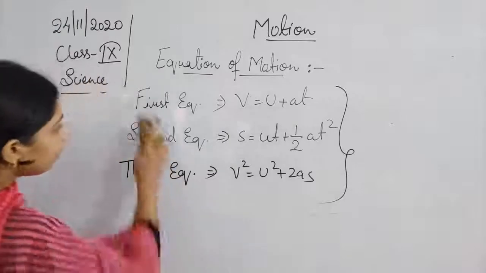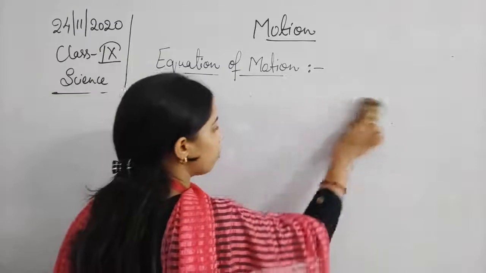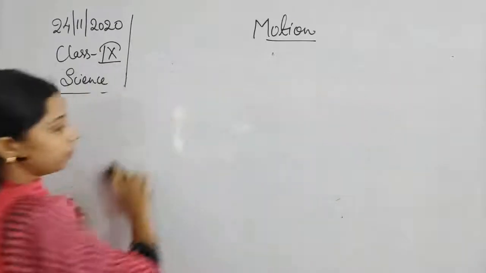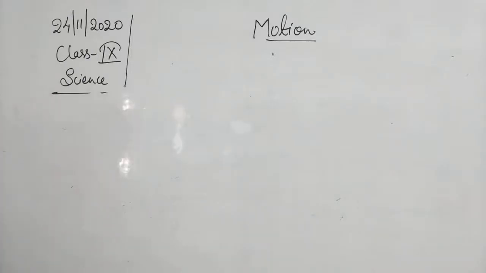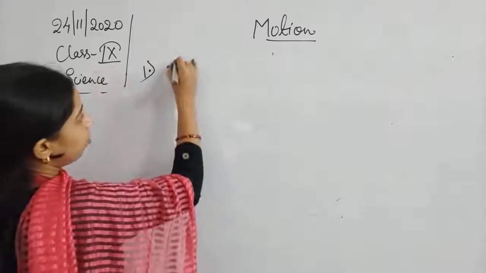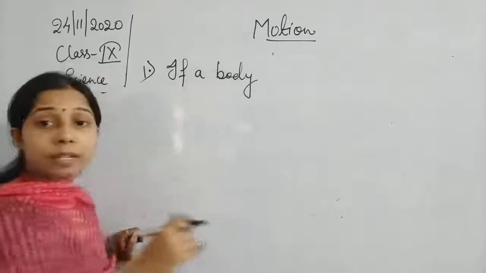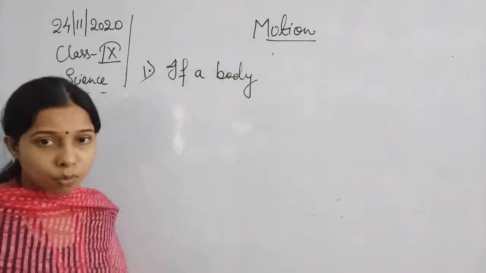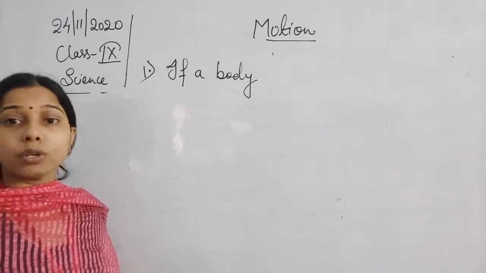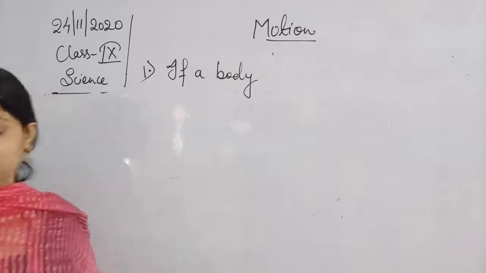Now before we go and understand the numericals related to the first, second and third equations of motion, let us see some of the conditions. What are the conditions, students? If a body was at rest and starts moving, then the initial velocity of the body, that is u, will be equal to 0. Okay, so we can write it.